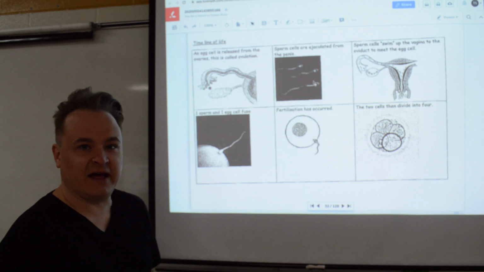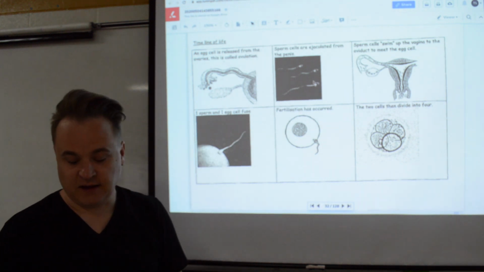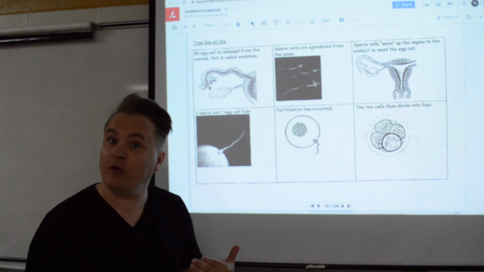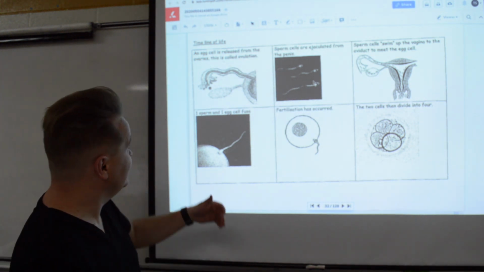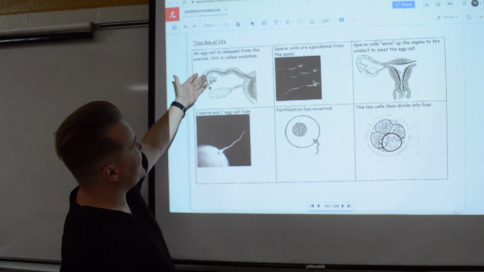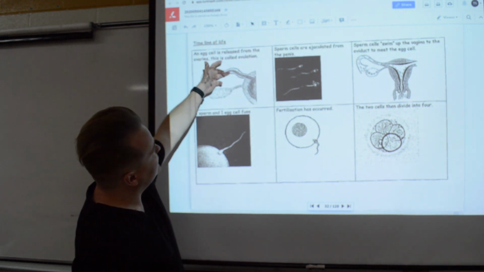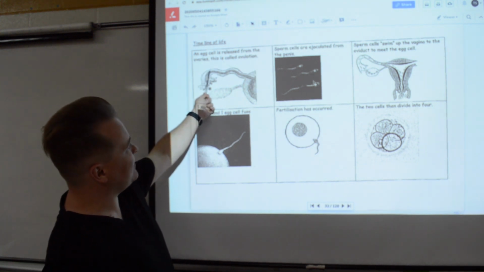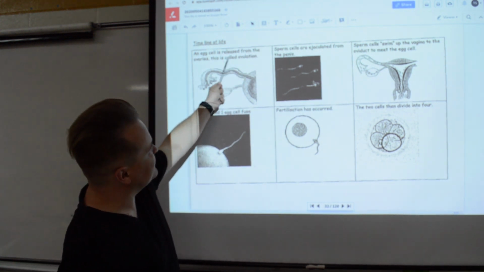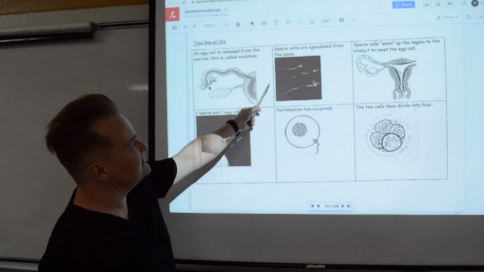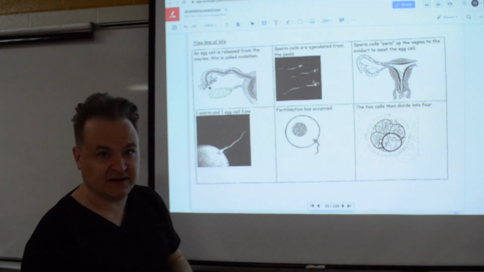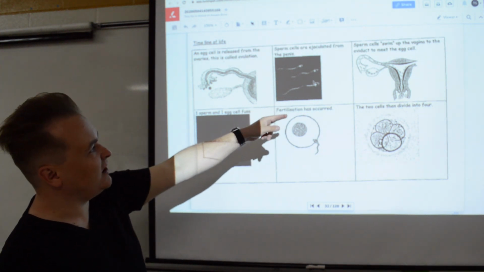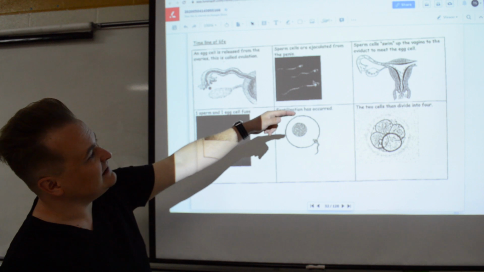So the timeline of life slides look like this. The first thing to know, one egg is released from the ovaries. We know that. We've already studied the female reproductive system. Remember, there's these follicles in the ovary, and then that egg is going to go down the fallopian tube. At the same time that this egg is traveling down the fallopian tube in this window where it wants to get fertilized, sperm cells are ejaculated from the penis during sex. Sperm cells swim up the vagina and meet the egg cell.